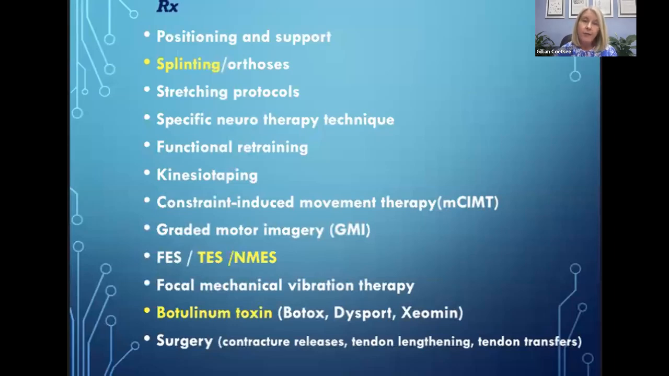Then focal mechanical vibration therapy is really making the literature in the last couple of years to reduce spasticity. Botulinum toxins, either Botox, Dysport, or Xeomin. And then a lot of our patients will end up having to go to surgery because they haven't been managed correctly and they're going to need to have contractures released or muscle and tendon lengthening. But surgery is also not only indicated for patients who have been severely affected. It might be used, like tendon transfer surgeries, to assist a patient with an improvement in function.